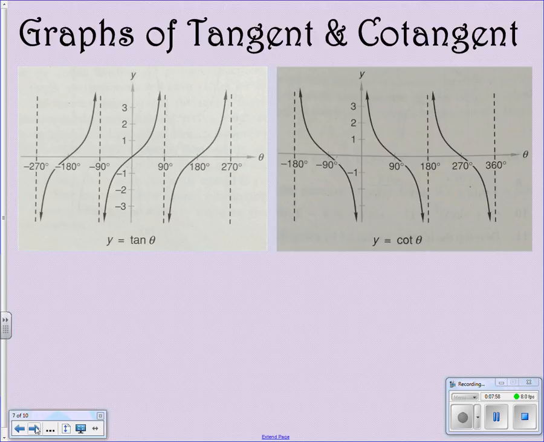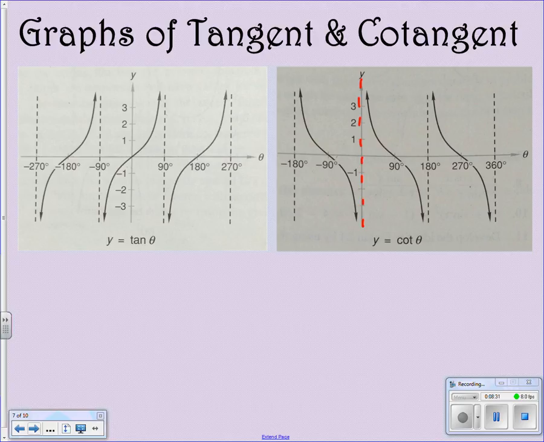Okay, so this is the graph of cotangent. Now they do kind of look similar, except they are flipped and they're shifted by 90 degrees. So if you notice, the asymptotes are not in the same place. For tangent, they're at 90 degrees. For cotangent, they're not at 90 and 270, they're at 180 and 360. Okay? You also have an asymptote here on the y-axis.